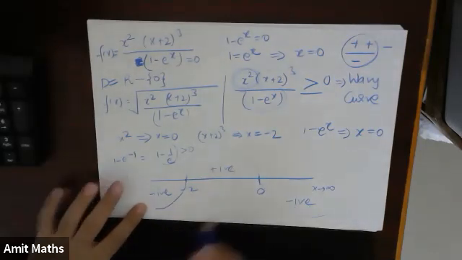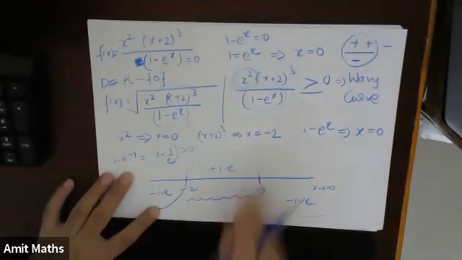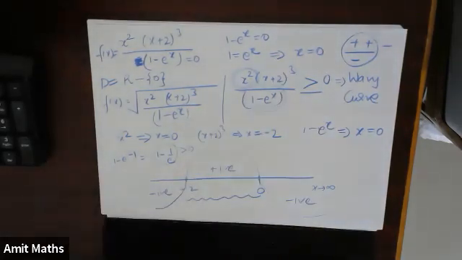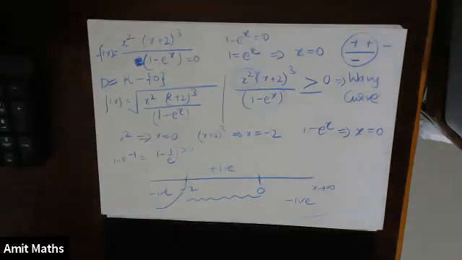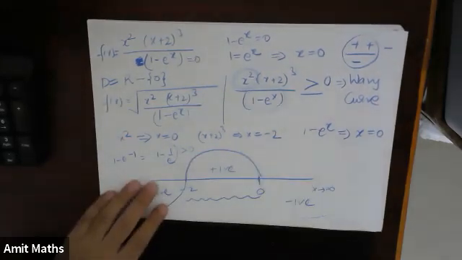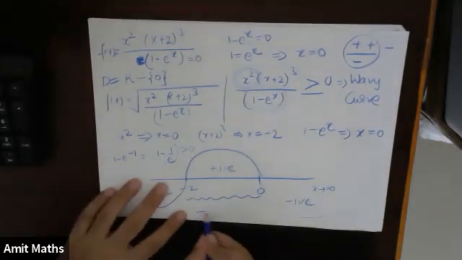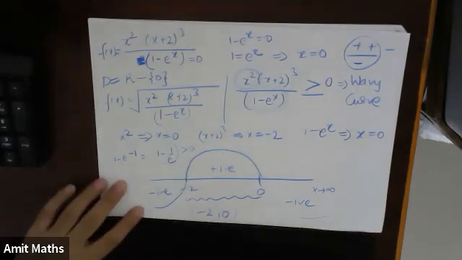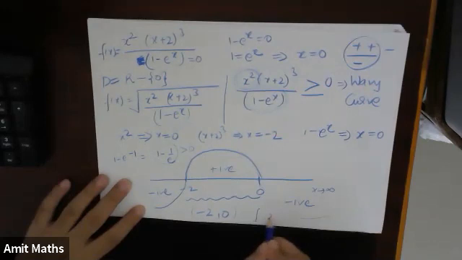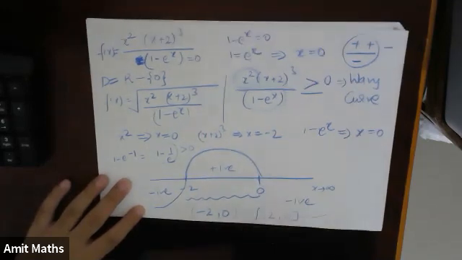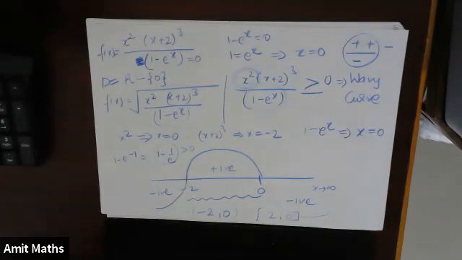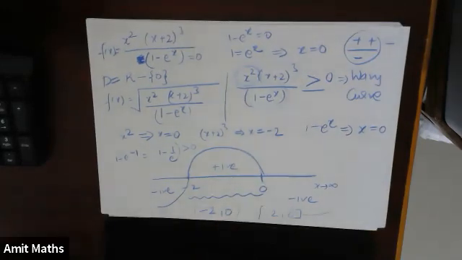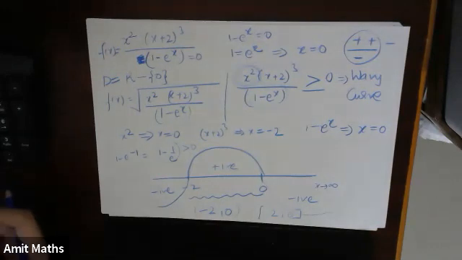That means between minus 2 and 0, the overall sign is positive. So I'll simply write minus 2 comma 0. From minus 2 to 0, the overall part is positive. Now I am not sure whether to put an open bracket or a close bracket on either side. Fine, so what I'll do is just substitute the values.